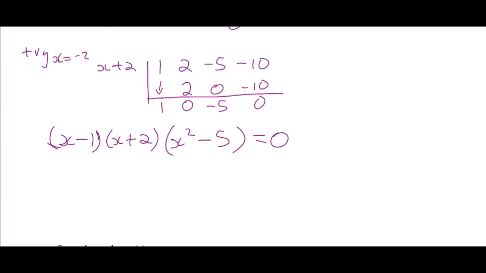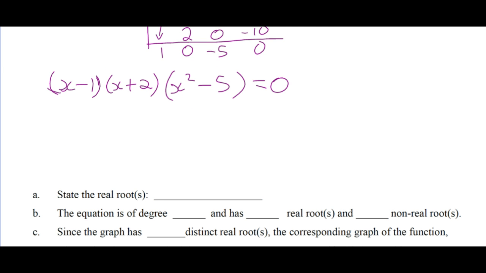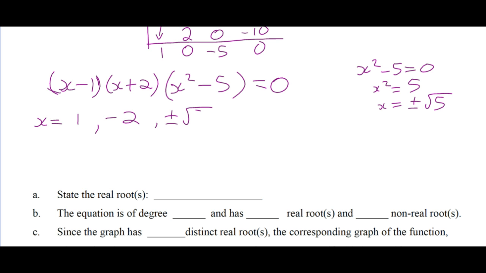Okay, so now we go to solve. We don't need to do anything fancy with this. I could factor it, but am I really going to write x plus root 5, x minus root 5? No, I'm not really going to write that. So now we're solving. We know that x is equal to 1, negative 2, and, okay, let's just go over here. X squared minus 5 is equal to 0. X squared is equal to 5. X is plus or minus root 5.